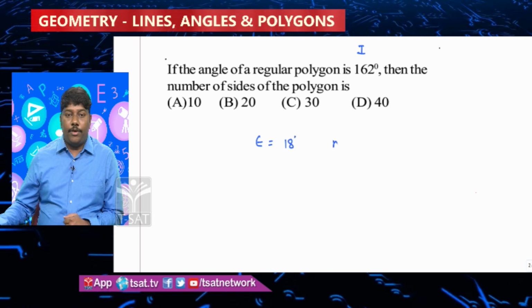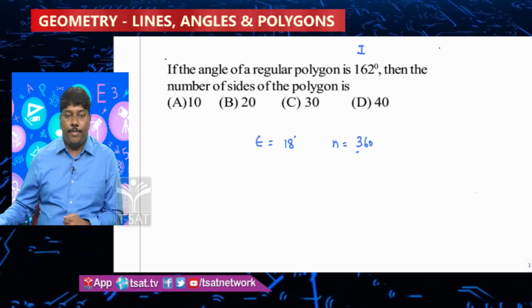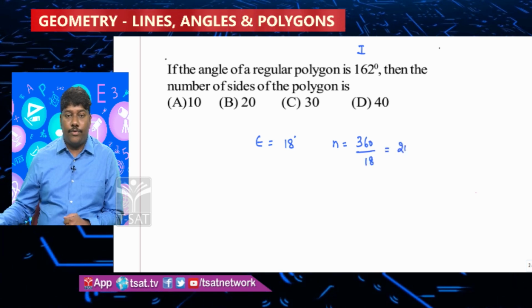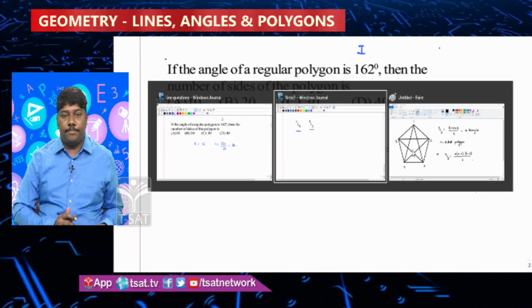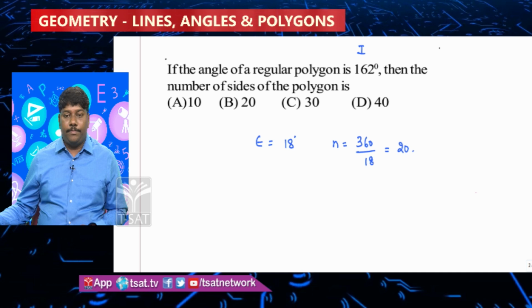How do we find out the number of sides when exterior angle is given? You just divide 360 by the exterior angle 18. So number of sides is equal to 20. So in this way you can easily find out the answer. Now see here. Second one.